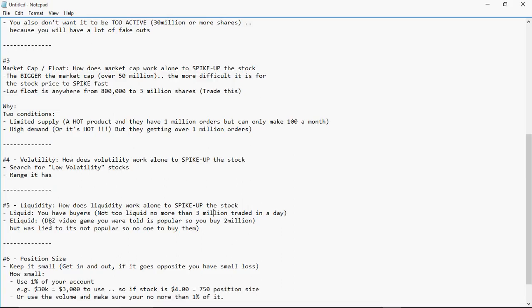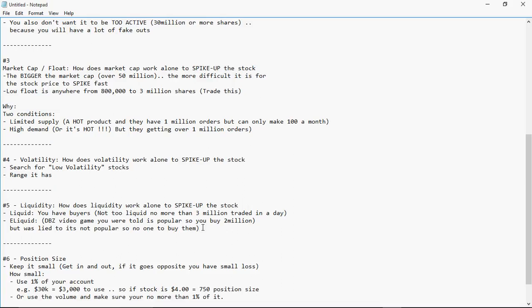Illiquid means, let's say you have a Dragon Ball Z video game. Let's say somebody told you it was popular and you say, hey, I will make some money off of it because it's hot, based on what someone said. So you go and you buy 2 million of those video games. And then you say, okay, I can be rich. But then you found out you were lied to. It's not really popular at all. So what happens? You bought all of those, you wasted your money, and you're not going to have anybody to buy it because it was a lie. It wasn't hot. This is why you have to be careful of promoters.